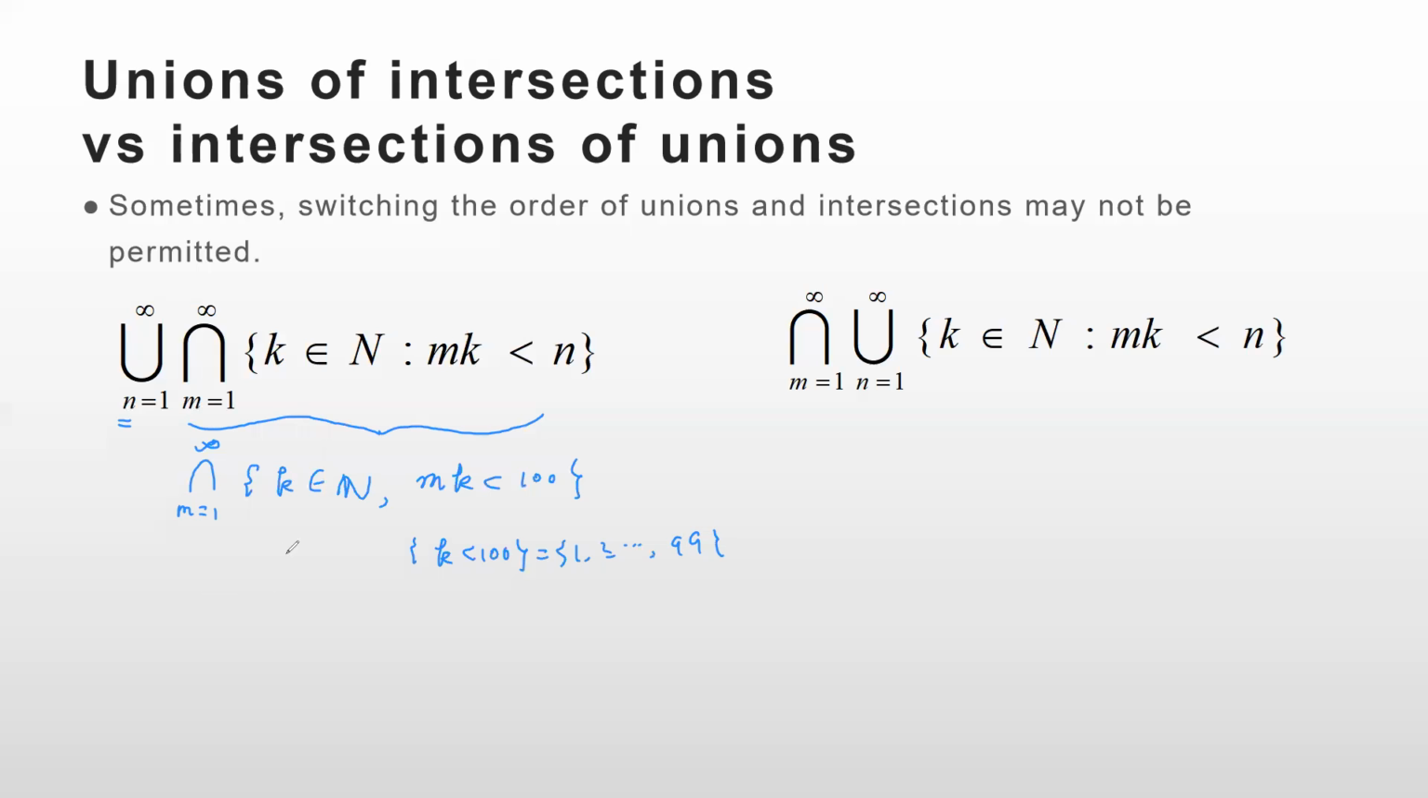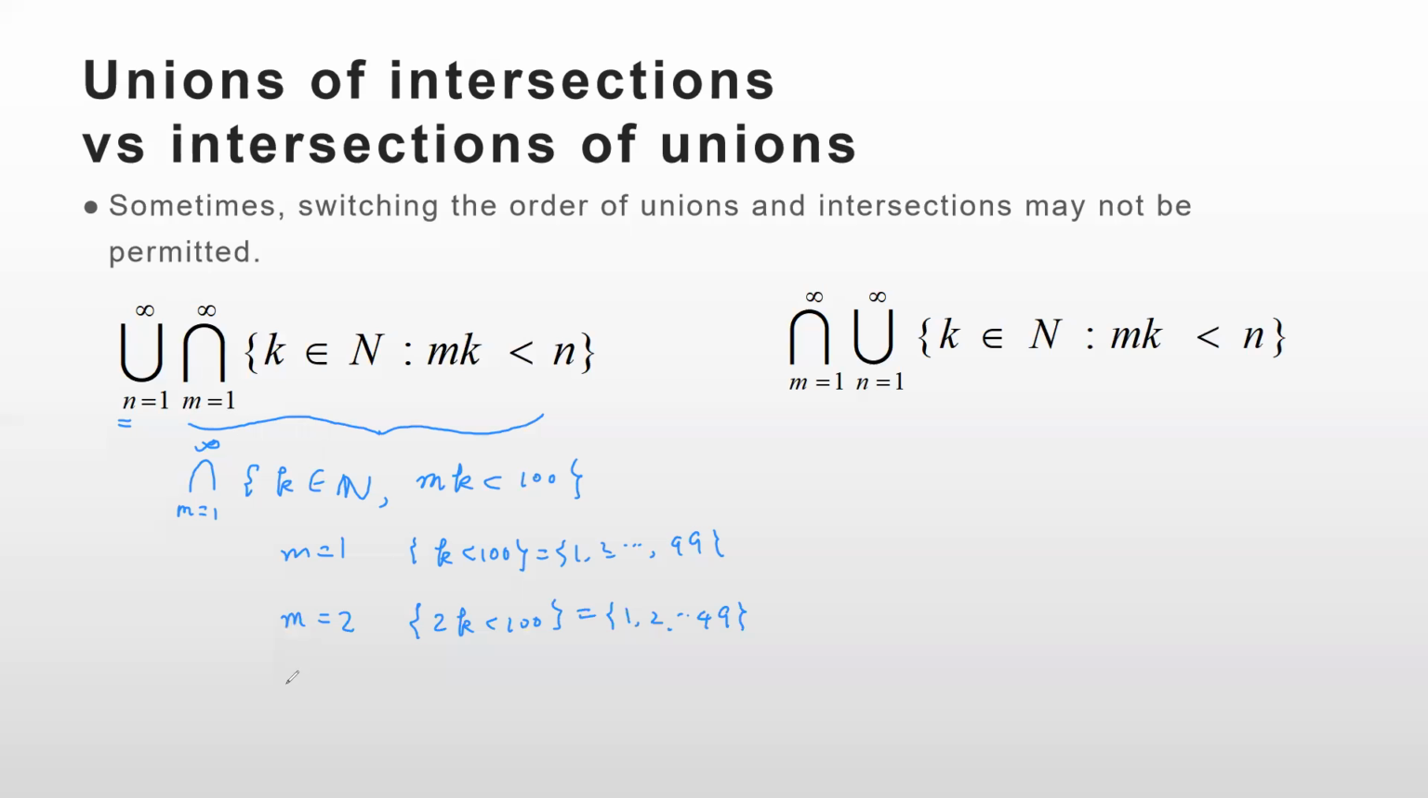What if m equals 2? Then you have 2k less than 100. That will make the set 1, 2, up to 49. Okay, so now you see actually these sets, when m increases, they decrease. So the intersection would be farther away.